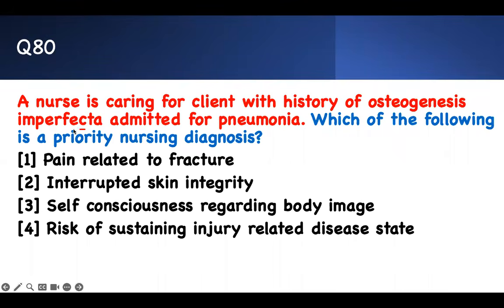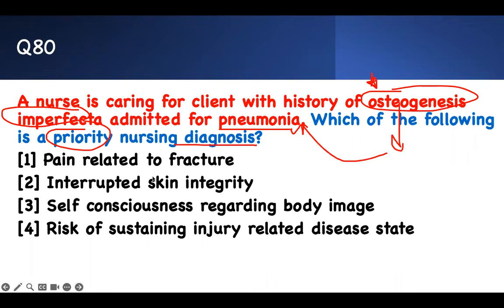Which of the following is a priority nursing diagnosis? Don't forget that. This is caring for a client with a history of osteogenesis imperfecta, admitted for pneumonia. Which one is your primary priority nursing diagnosis? I've been admitted for pneumonia, but I have this bad problem, osteogenesis imperfecta. What should be your priority? Don't injure me. If you injure me, it's worse than my pneumonia. Pain related to fracture: I don't have a fracture yet. Impaired skin integrity: not until I injure myself. Self-conscious regarding body image: not a problem right now. Risk of sustaining injury related to the disease.